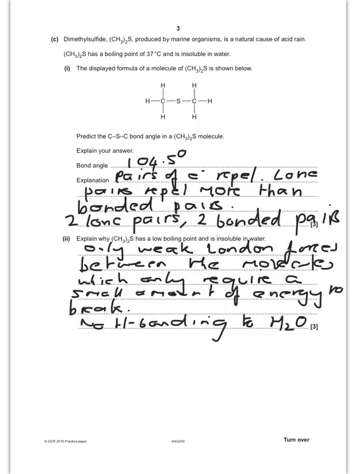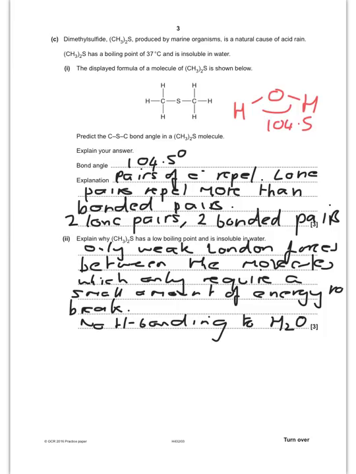So here I have dimethyl sulfide now, and it's given me the displayed formula of a molecule of that. Predict the carbon-sulfur-carbon bond angle. You may be thinking, what on earth can this be? But you should be able to relate this. Sulfur, of course, is in group 6, so we know that's related to oxygen. The easiest molecule to relate this to would be water. So the bond angle here we'll know is 104.5, and our explanation is pairs of electrons repel. Lone pairs repel more than bonded pairs, and on my sulfur I've got 2 lone pairs and 2 bonded pairs.